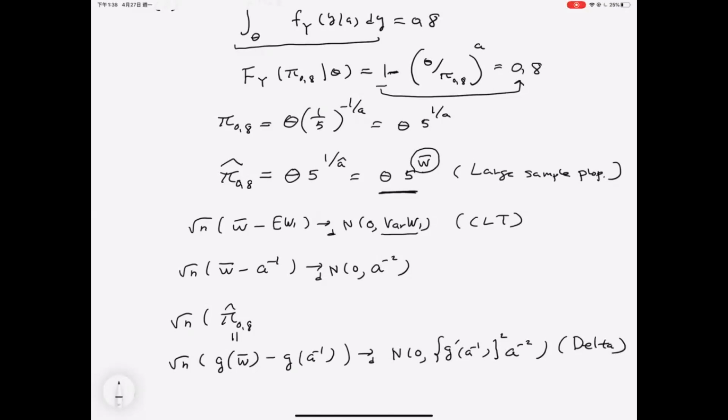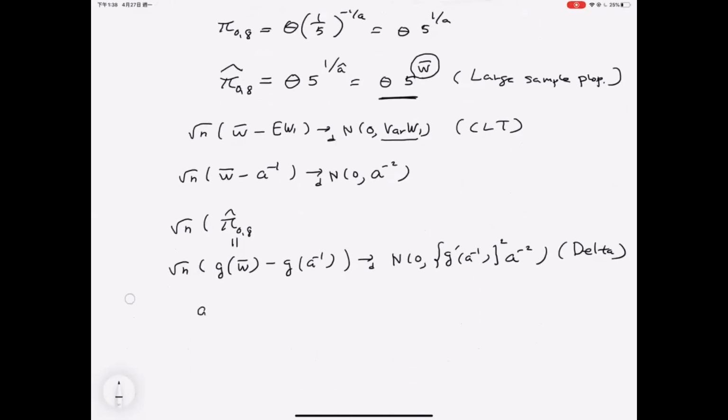Again, it's the delta method. Then what's the g function? What function applied on W bar gives you pi 0.8 hat? Looking at this, it shouldn't be surprising the g function is theta then phi to the x, right? You plug W bar into x, it's right here, and it gives you the answer right here. Good, then you take g prime of x, theta phi to the x, then log phi, right? Yeah, log phi.